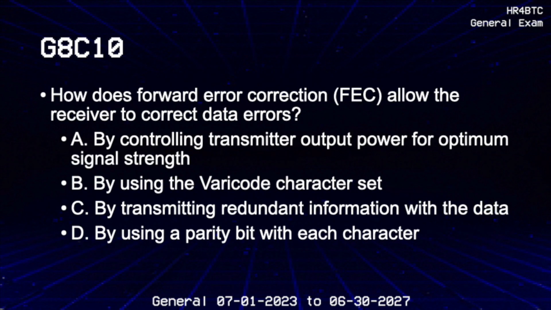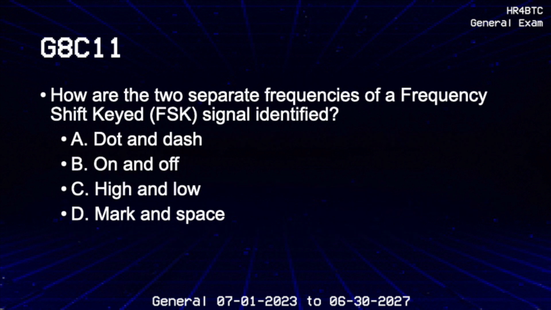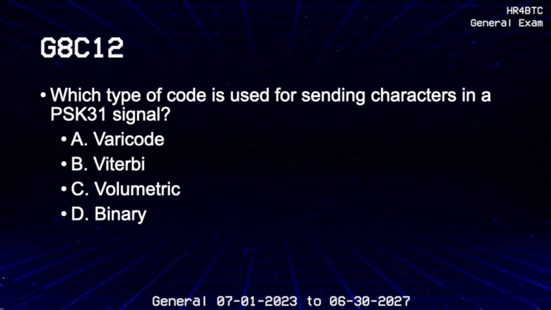How does forward error correction, FEC, allow the receiver to correct data errors? By transmitting redundant information with the data. How are the two separate frequencies of a frequency shift keyed FSK signal identified? Mark and space. Which type of code is used for sending characters in a PSK31 signal?